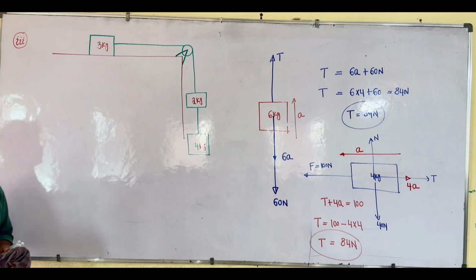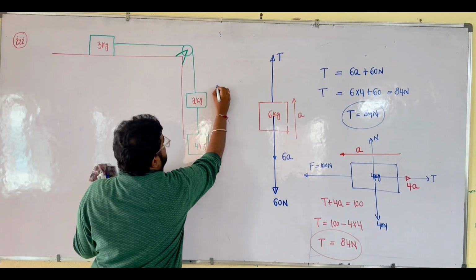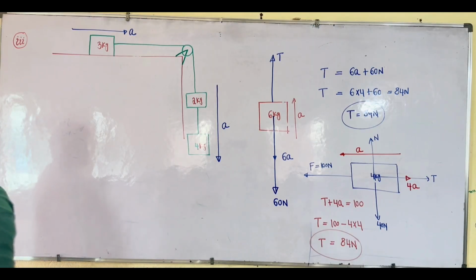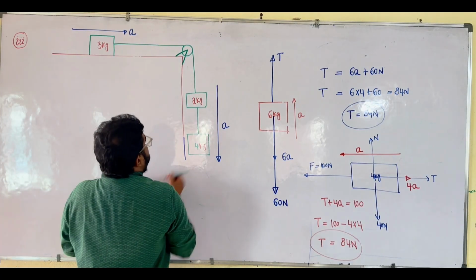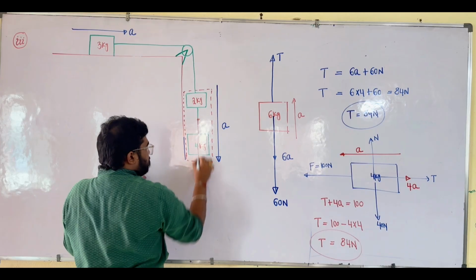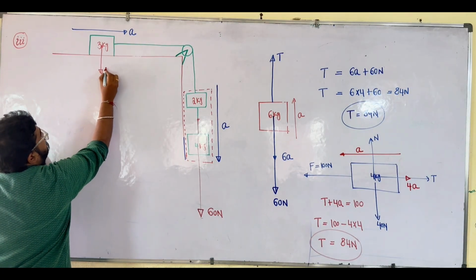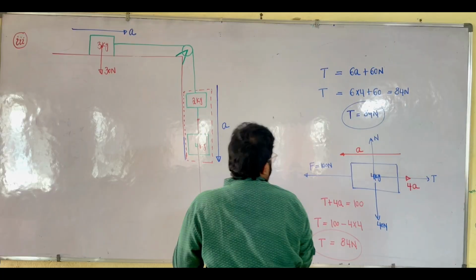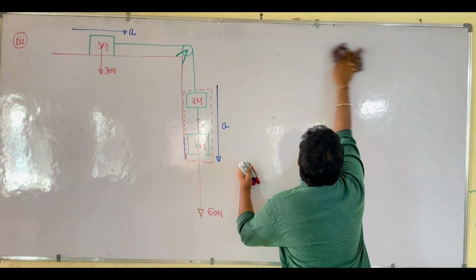Now look here, for the entire system, what is the supporting force and which one is the opposing force? Acceleration is given, this is the direction of acceleration. Which one is supporting? 60 Newton is supporting. Here 30 Newton is acting in the downward direction. Now tell me, which one is supporting and which one is opposing?